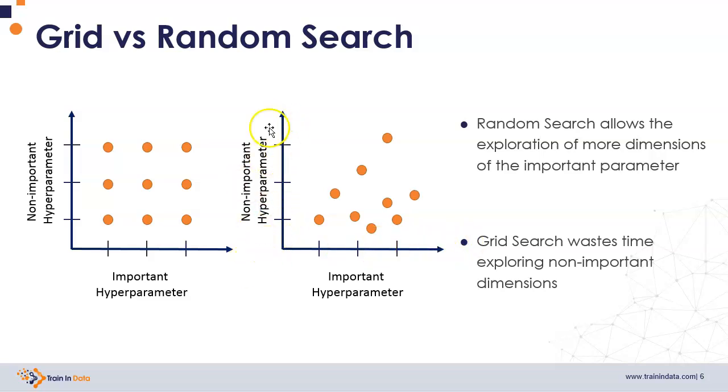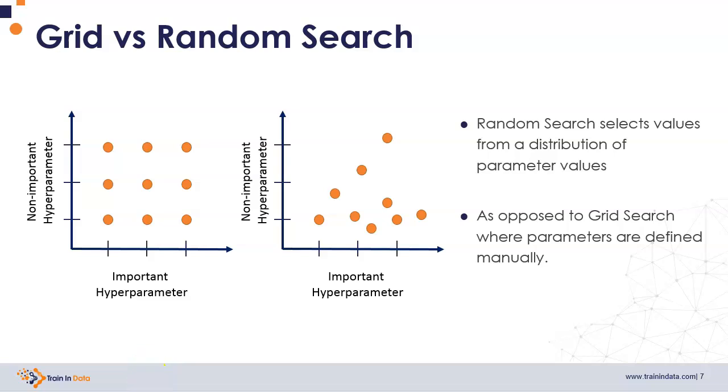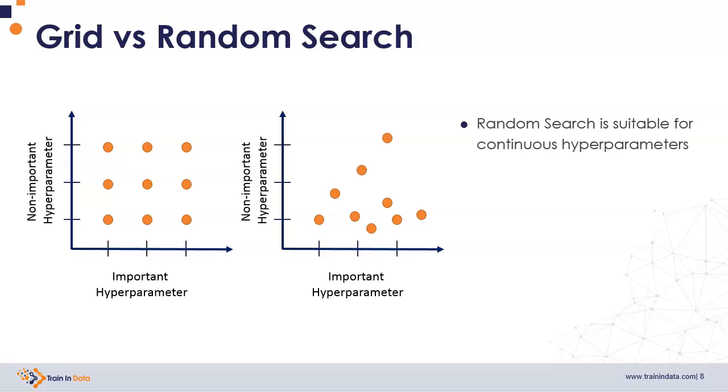It of course allows also the exploration of more dimensions of the non-important hyperparameter. But because this dimension is not important, what we really need is to explore this dimension. Whereas grid search wastes time exploring non-important dimensions like these dimensions over here. The other important feature of random search is that it selects the values for the hyperparameters from a distribution of values and not anymore from a manually defined grid as we do for the grid search. Therefore, random search is suitable for continuous hyperparameters.